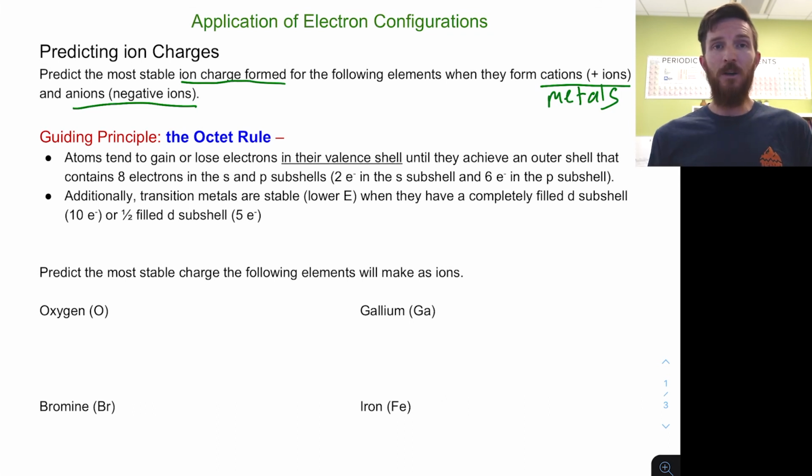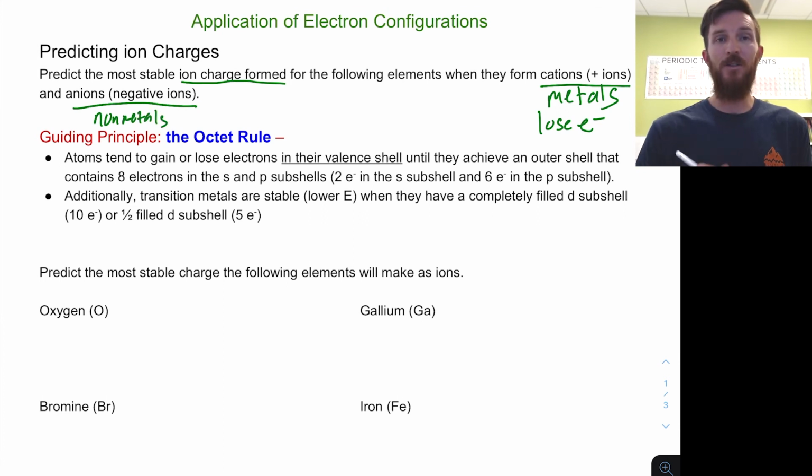Those could be our main group elements, our transition metals, or our post-transition metals, but we will see that metals are going to lose electrons to make positive charges. Our non-metals, when they make ions, are going to be negatively charged. And we're going to see how many they will gain or lose, and it's going to connect back to this idea of what we call the octet rule.